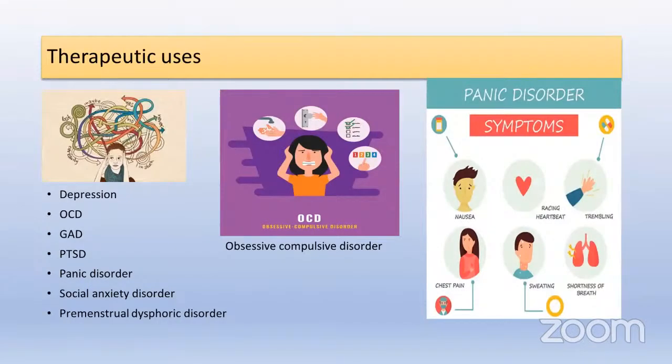SSRIs are mainly used to treat depression and anxiety. They are useful in obsessive compulsive disorder, panic disorder, social anxiety disorder, GAD, that is generalized anxiety disorder, and PTSD, that is post-traumatic stress disorder. Sometimes post-traumatic stress disorder can last for months or years.